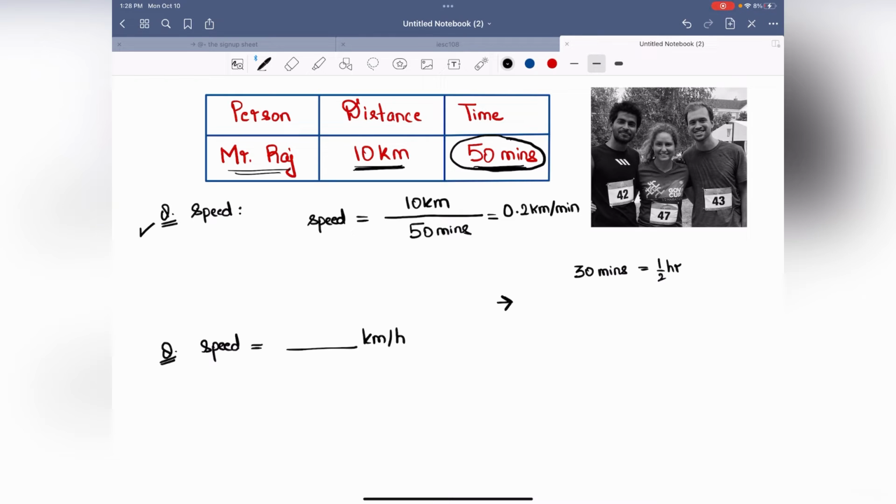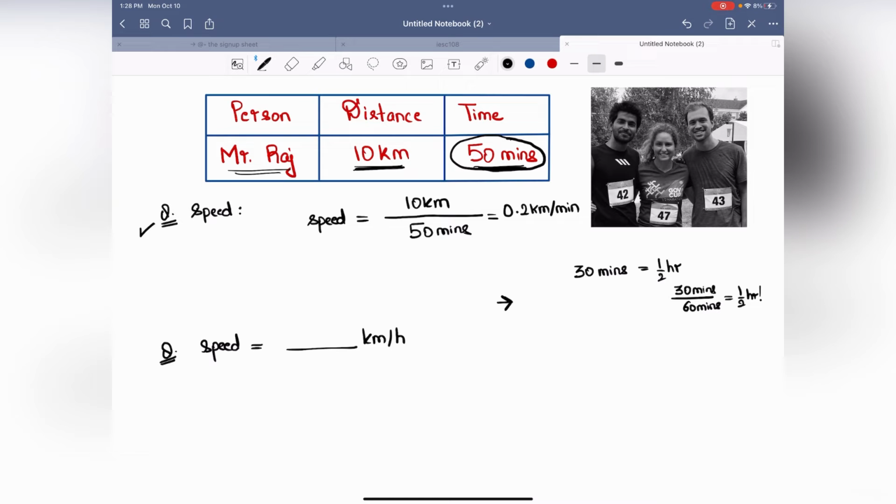But how do you get that information? How do you know it's half? Well, what you did, which you didn't realize, was you divided 30 minutes by 60 minutes, because there are 60 minutes in an hour. And if you divide 30 by 60, what do you get? You get half an hour.